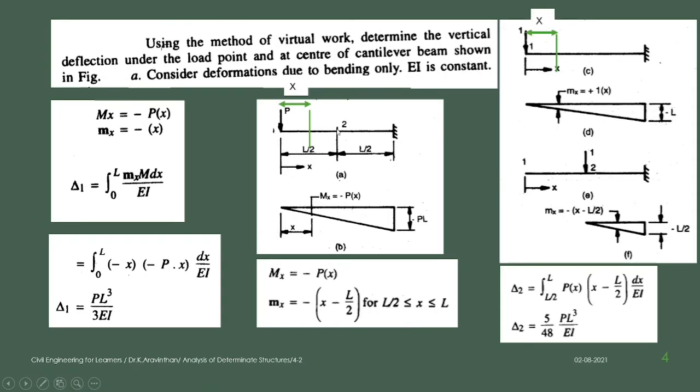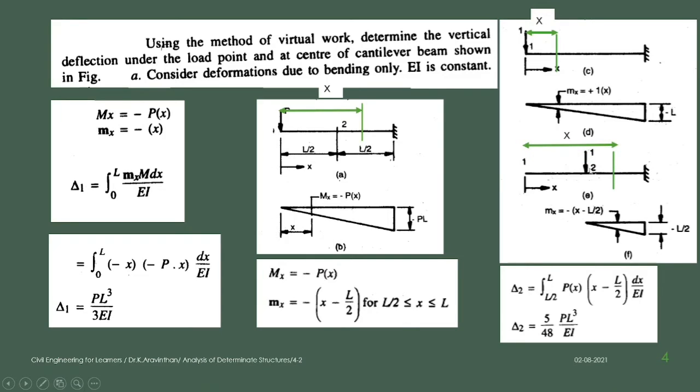Now the second case is to find the deflection at the center of the cantilever beam. What we have to do is place the unit load at the portion where you need the deflection. We will be taking a section. Since you need the deflection at the center, we have taken a section xx, and the distance is taken as x. Now let us take the bending moment at this point, load into distance, that is P into x.